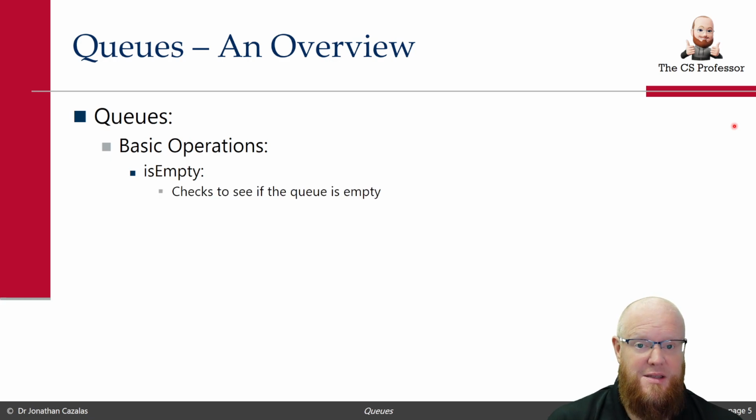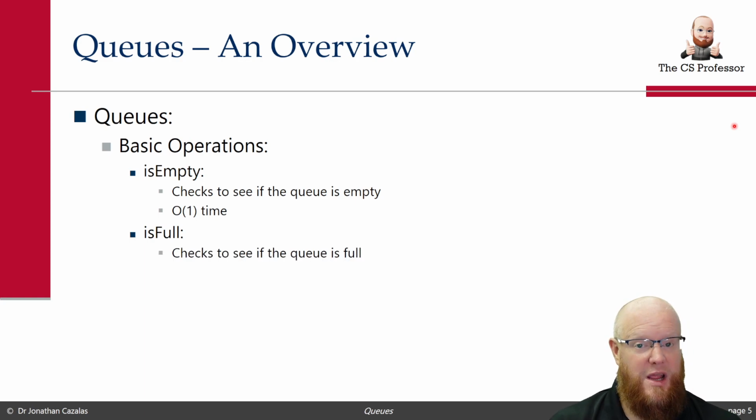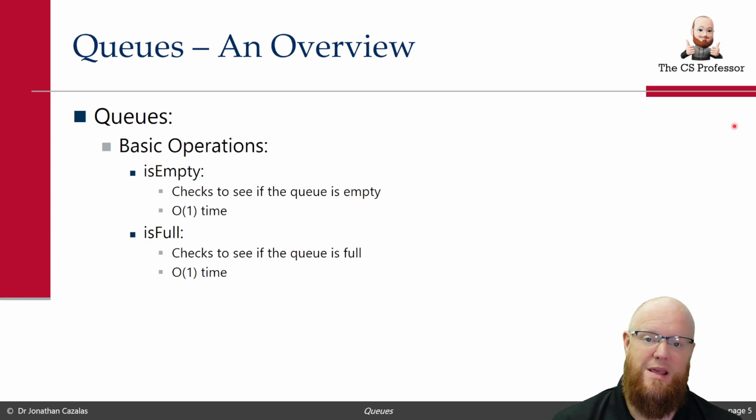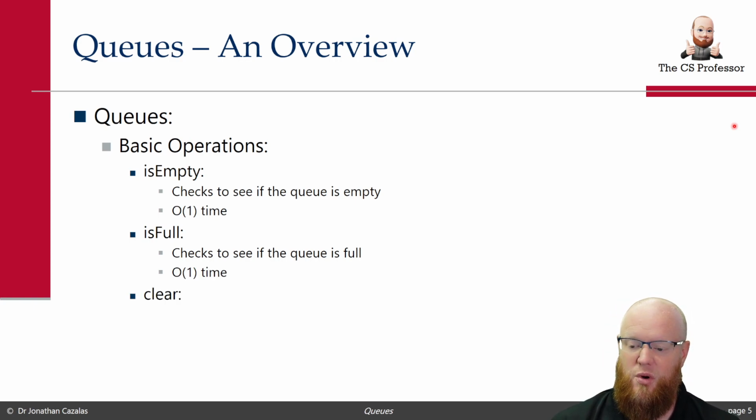We have isEmpty to check whether or not the given queue is empty. That should be O of one in theory. isFull checks to see if the queue is full. Based on the implementation, this may or may not be important. If you have an array-based implementation of a queue, of course you need to make sure the array is not full. On a linked list implementation of the queue, this should be less of an issue. It should be O of one time.